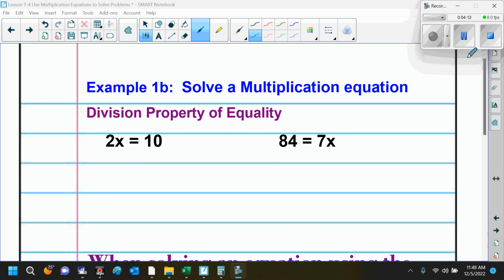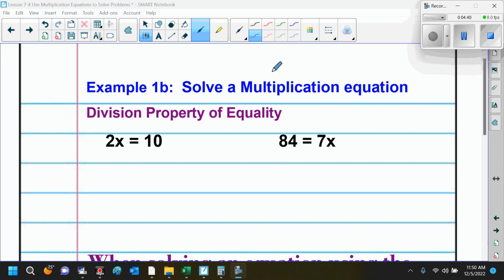So example 1b, again, is continuing to solve a multiplication equation, this time using the division property of equality. So the division property of equality says that if you divide on one side, in order to keep the balance, you need to divide on the other side. Very good. So now, what is it that we're going to divide by? What tells you what we're going to divide by?